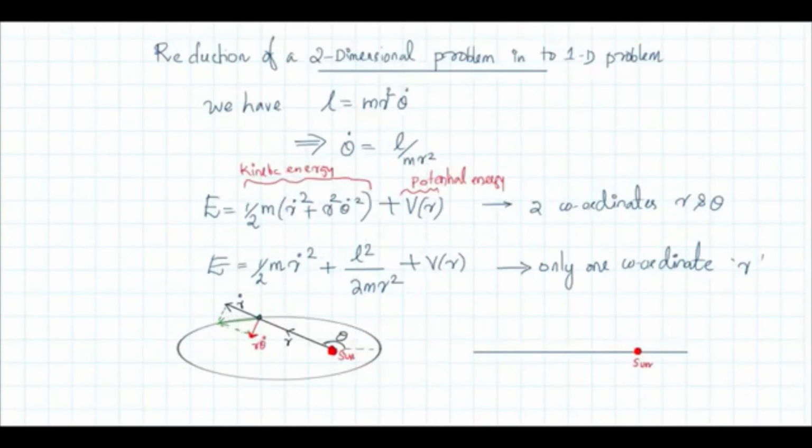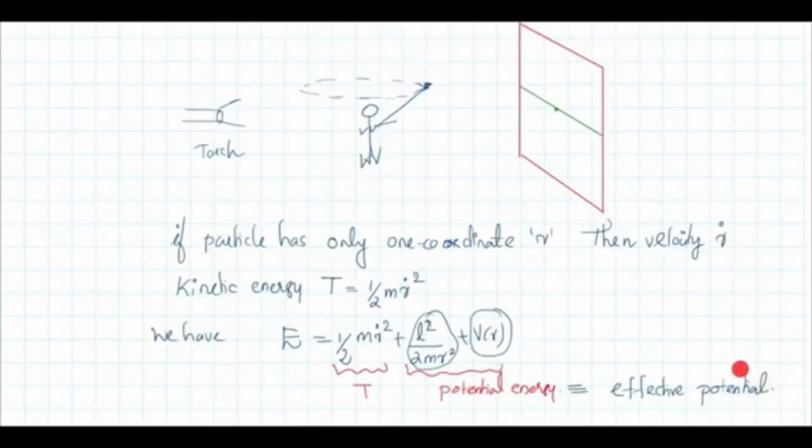Okay, so when you reduce this problem to an equivalent one-dimensional problem, the first term itself will give you the total kinetic energy. Then this second term you can consider along with the potential energy, and these two terms combined together, you can define the effective potential. What is the meaning of effective potential? Why is it known as effective potential?